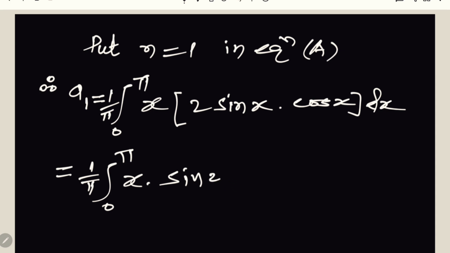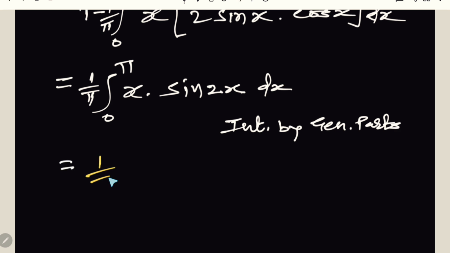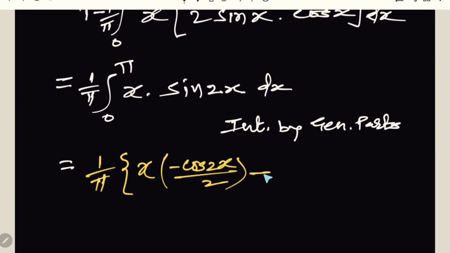Though it is lengthy, it is not difficult to perform the calculation if we perform it step by step, and give the results as a supporting statement. Therefore 1 by pi as it is. First term is x. Integration of sine is minus cos 2x whole divided by 2. Then minus.